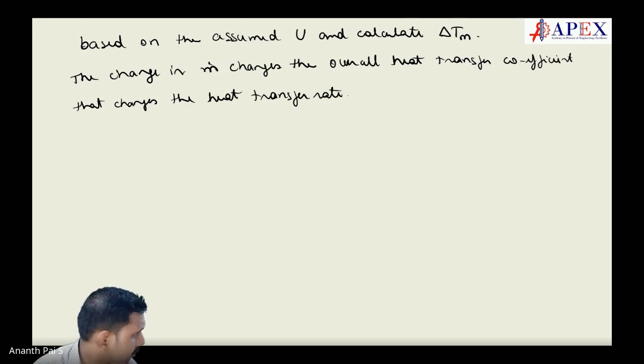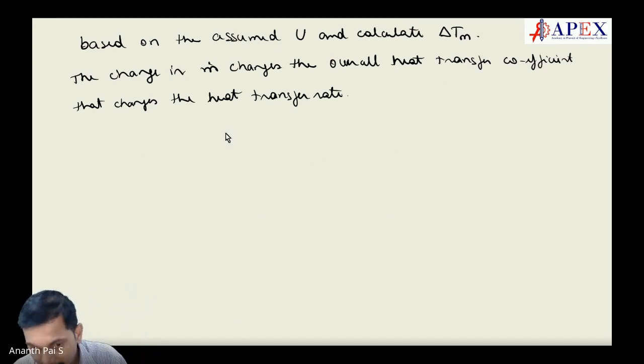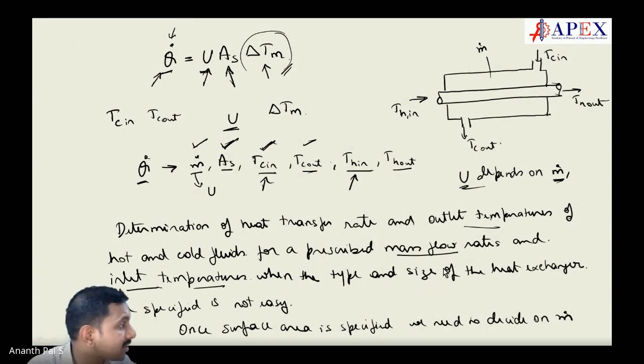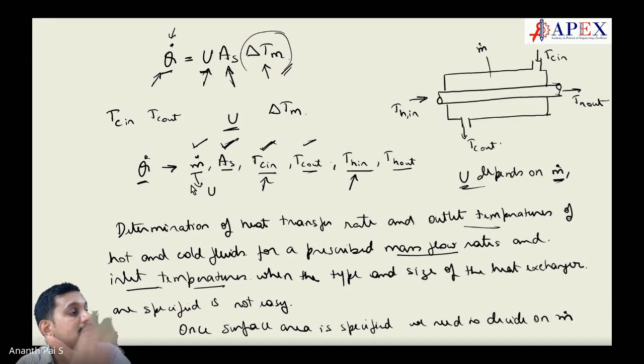Got the point? So we have specified the area. When you say type and size of the heat exchanger are specified, then the size is fixed. Now what happens? Based on that size, we say a particular heat transfer rate has to be there. But if the heat transfer rate is specified, and now based on that heat transfer rate you try to put a particular m dot based on Q, you have to change the velocity. When you change the velocity, boundary layer thickness, everything changes. You understand? So when m dot changes, the heat transfer rate changes, is it not? So the overall heat transfer coefficient has a change.